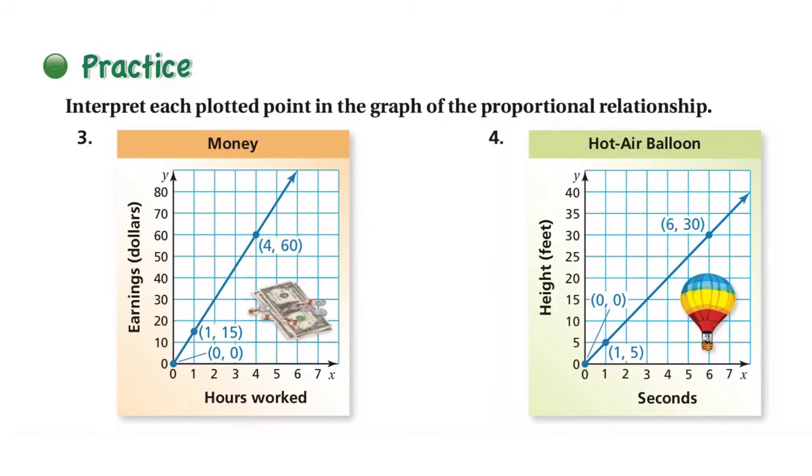For each of these, you're supposed to interpret each plotted point. Each graph has 3 plotted points. Remember, you say the y coordinate first with the y units over the x coordinate with the x units.